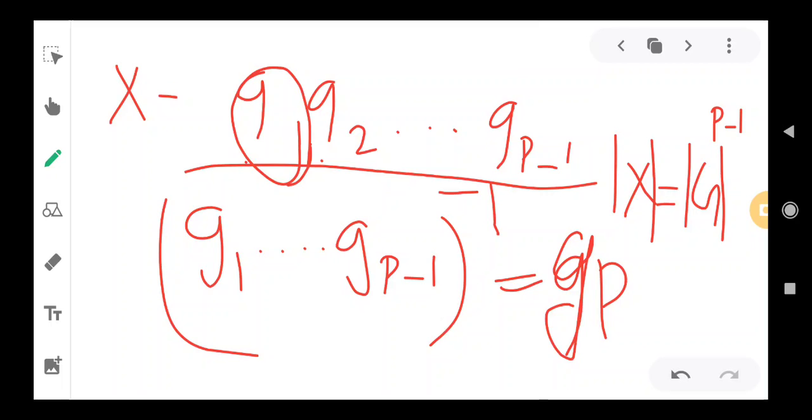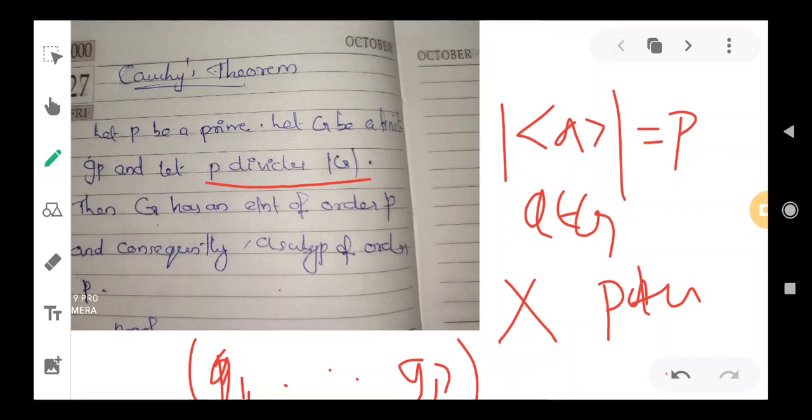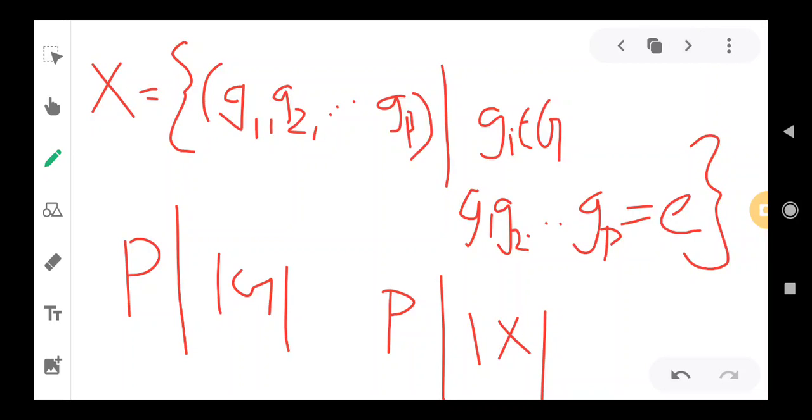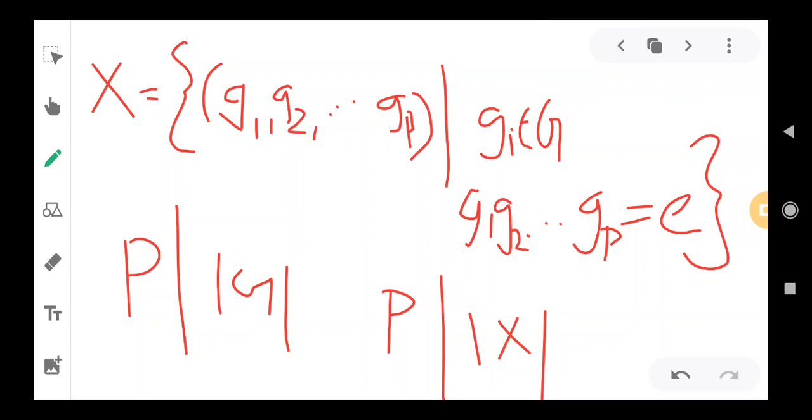We are given in the theorem that P divides the cardinality of G. Here we got that the cardinality of X is the cardinality of G to the power P minus 1. So clearly P divides the cardinality of X. So our claim is true: P divides the cardinality of X.